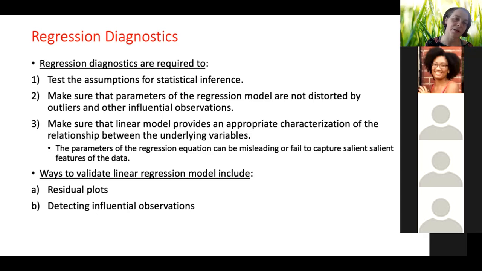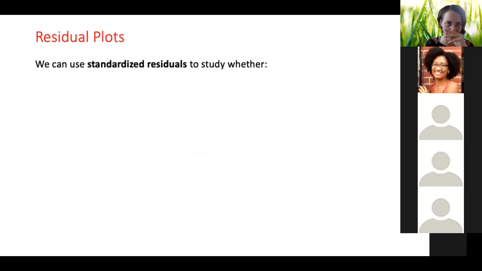There are two major ways to validate the assumptions of our linear regression model. The first one is residual plots, and the second one is to detect influential observations. That can be done either through plots, so visual displays, or numerically. So either we check some assumptions with plots, and then we ideally supplement that with some numerical methods or statistical tests as well.